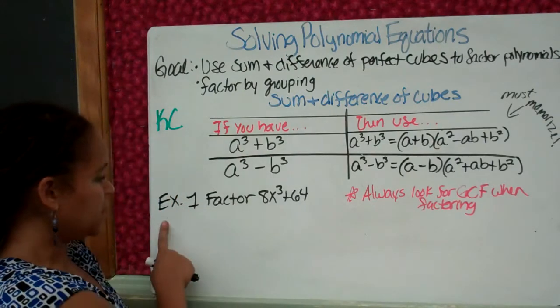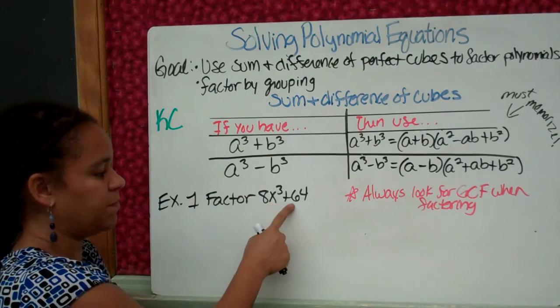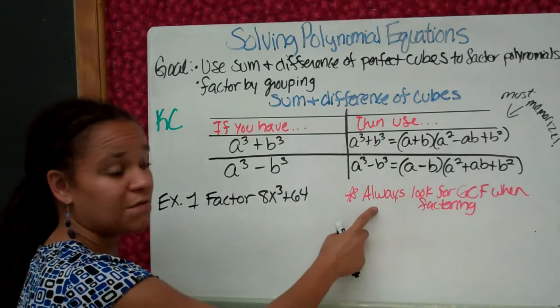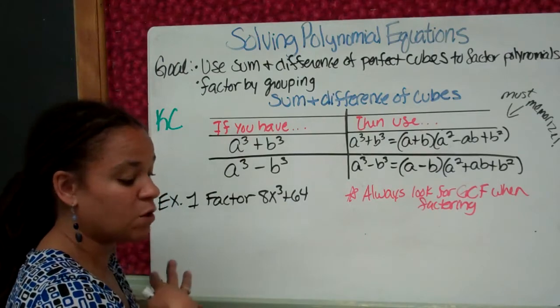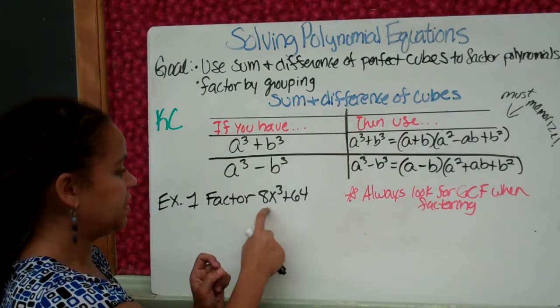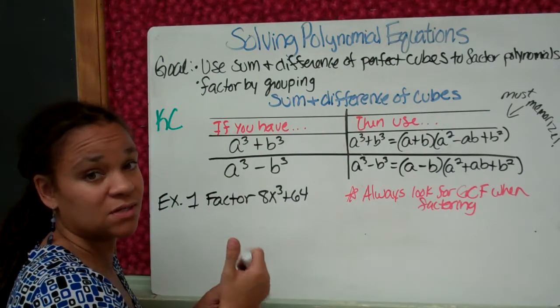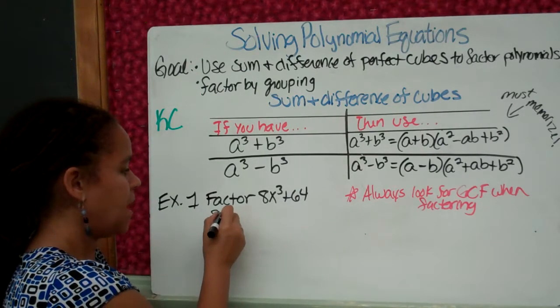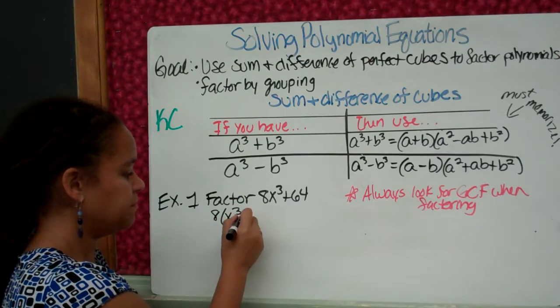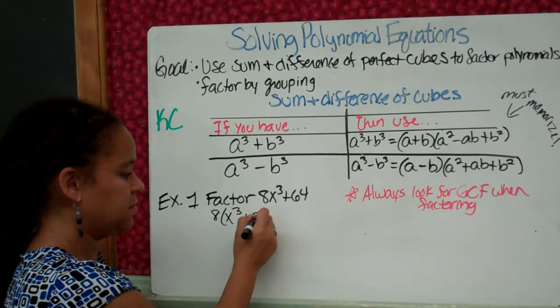First, example 1, let's factor 8x cubed plus 64. Remember, whenever you're factoring, it does not matter what type of factoring, you always want to look for the GCF and see if you can pull something out. And I notice here I can pull an 8 out, and this will save me down the road. So if I take an 8 out here, I would be left with x cubed plus 8.